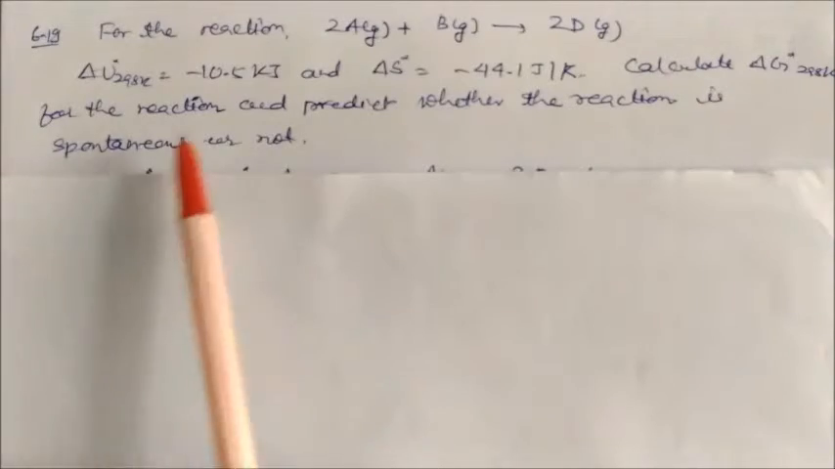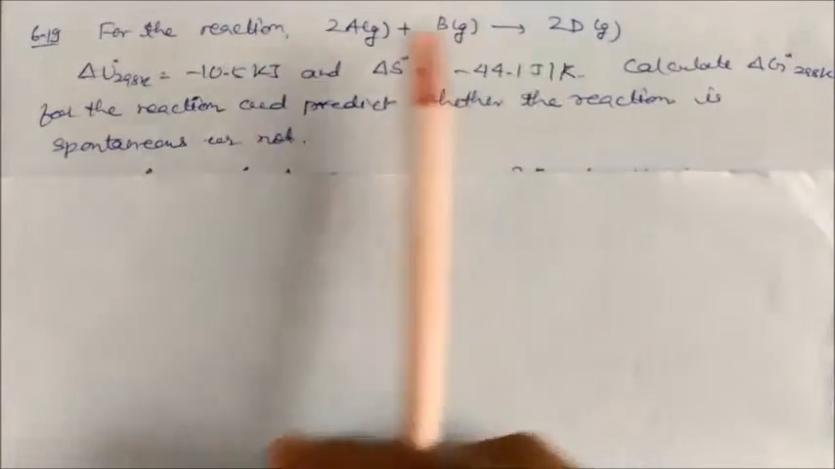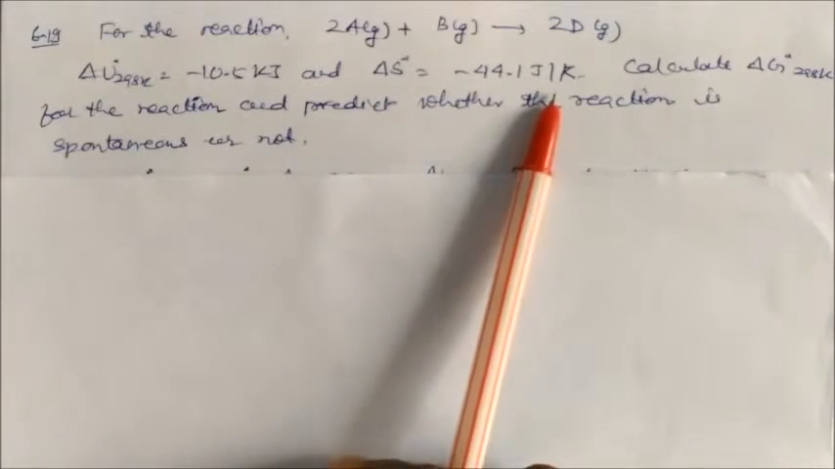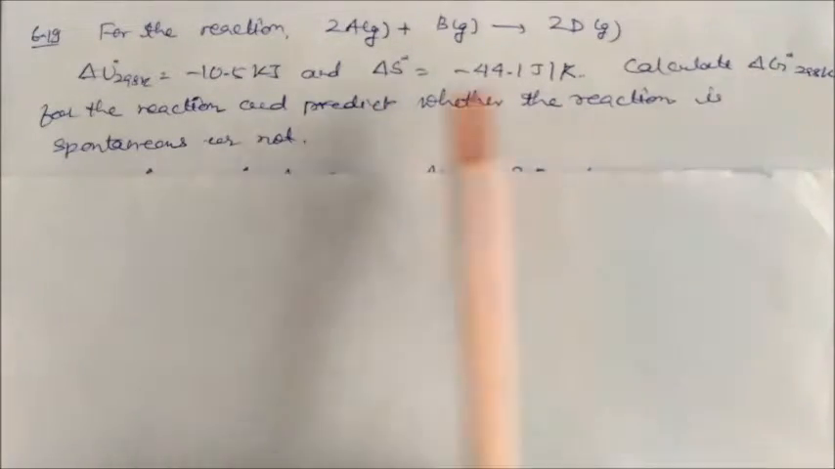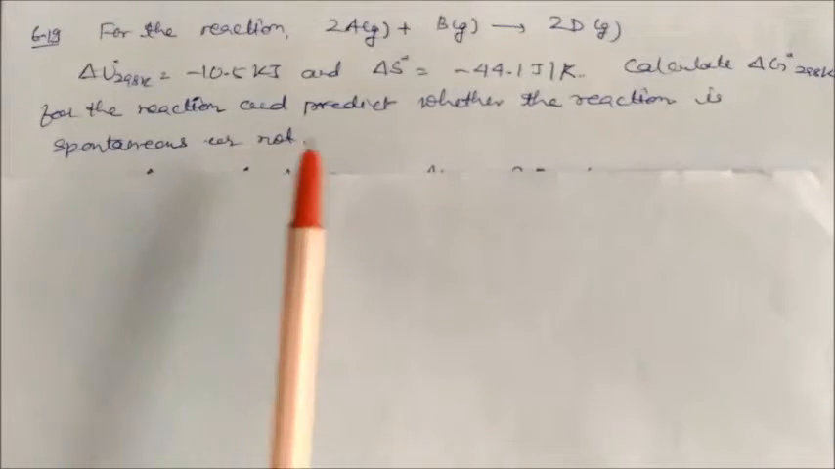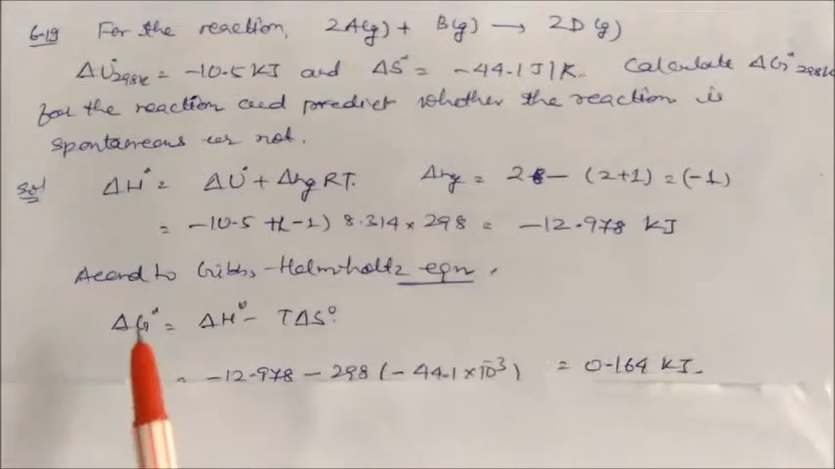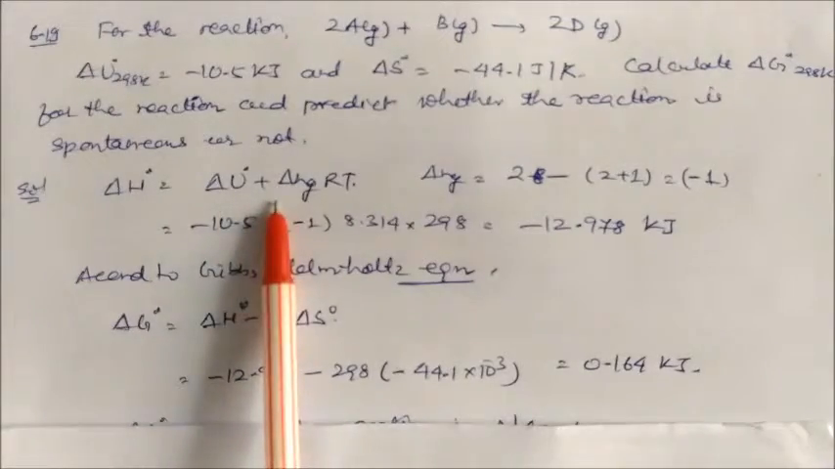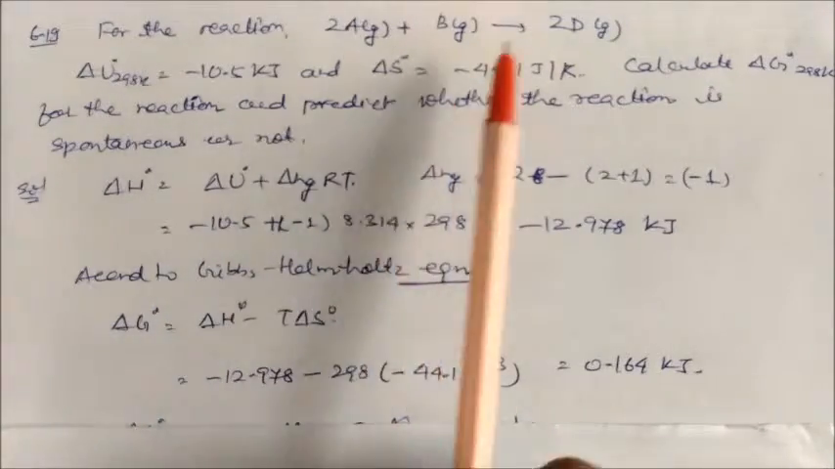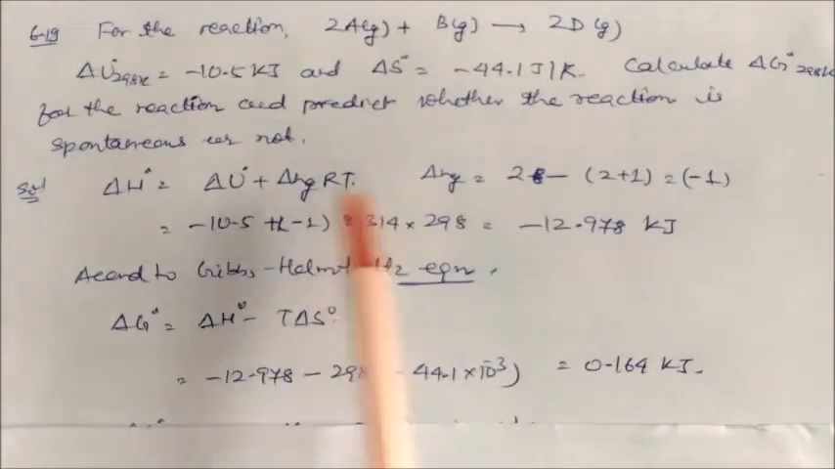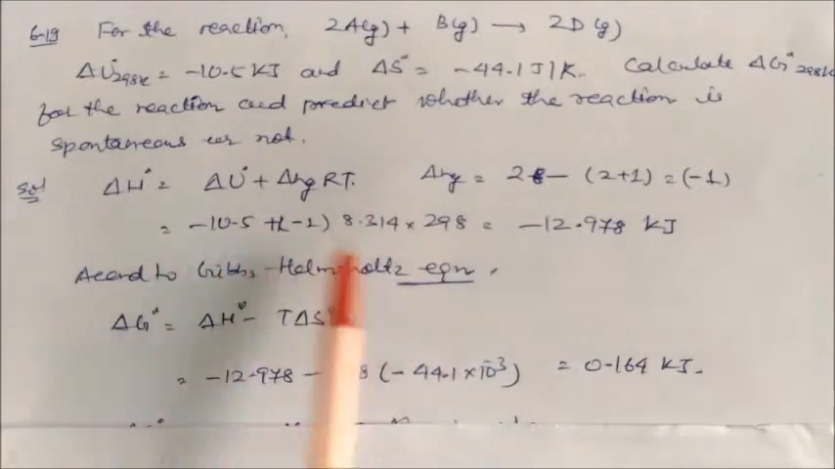For the reaction 2A plus B is giving 2D, the delta internal energy is given this much, and entropy is also given this much. Calculate the delta G naught at 298 Kelvin for the reaction and predict whether the reaction is spontaneous or not. As we know, delta H is equal to delta U plus delta Ng RT, this is the equation. Delta Ng, by seeing the equation, is 2 minus 3, so we get minus 1. Substitute the value. Temperature we know, delta U is also known. So delta H we got this much value.